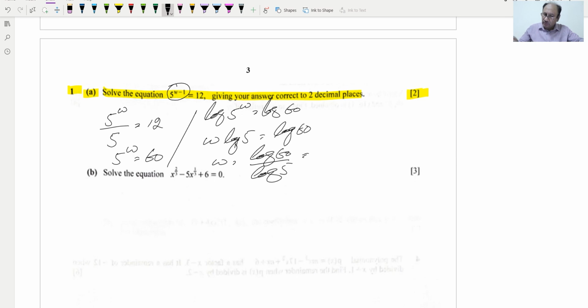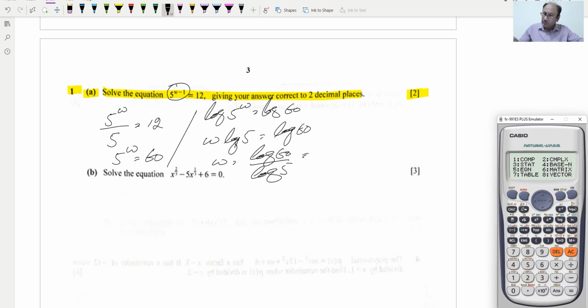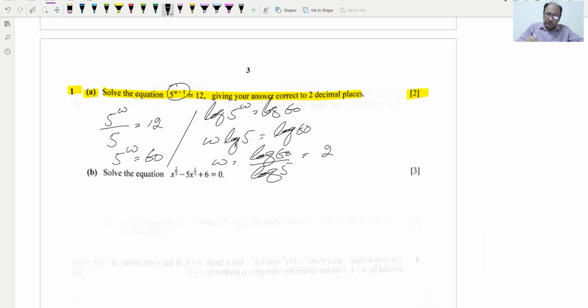We can calculate this with the help of a calculator: log of 60 over log of 5, and this will be equal to 2.54. Yes, 2.54, and this will be our final answer for this question.